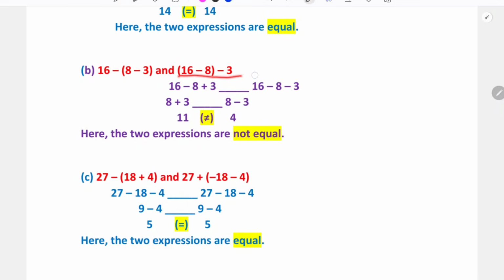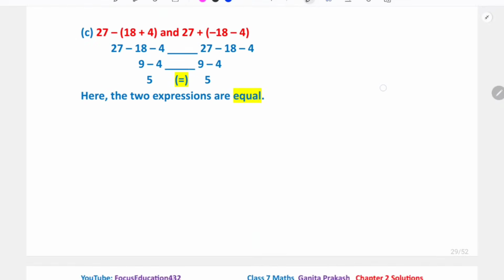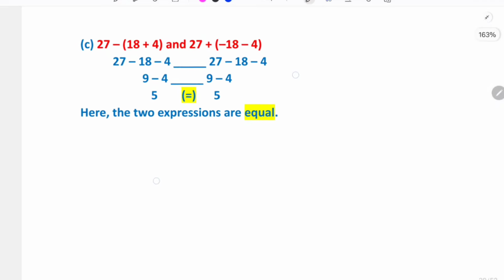What about the right side? 16 minus 8 as it is, because there is no sign outside, minus 3. 16 minus 8 is 8 plus 3, so the left side becomes 11. On the right, 16 minus 8 is 8, 8 minus 3 should be 5, not 4. Anyway, these are not equal. 11 is not equal to 5. Hence the two expressions are not equal. Now moving to the next bit.